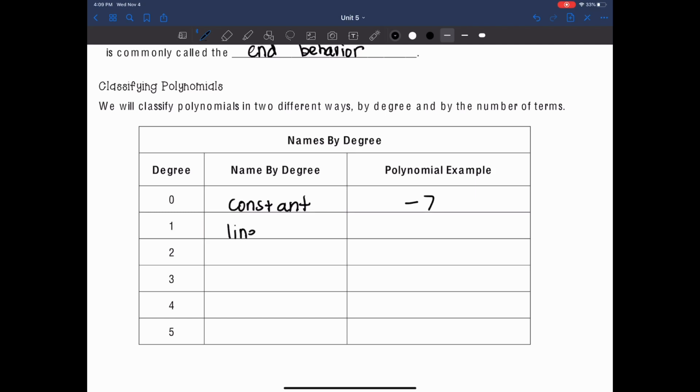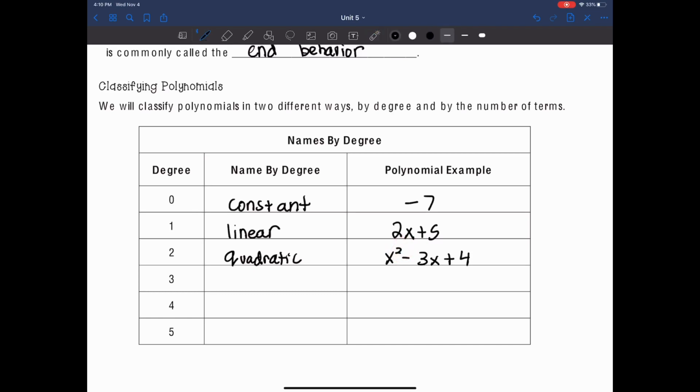Now, if we have a degree of 1, that is going to be a linear function, okay? So if a degree is 1, it might look something like this, 2x plus 5. So notice how the highest exponent is 1, so that means that you are looking at a linear function. Now, what if your degree is 2? So in other words, if your highest exponent is 2, that is going to be a quadratic. And an example of a quadratic might be x squared minus 3x plus 4. So the highest exponent is 2, and that makes it a quadratic.